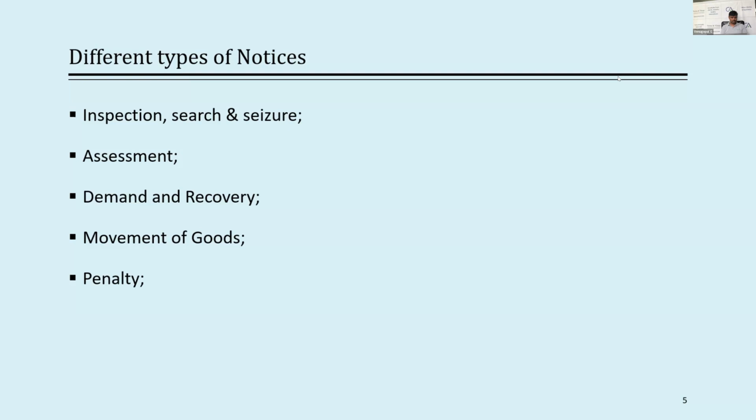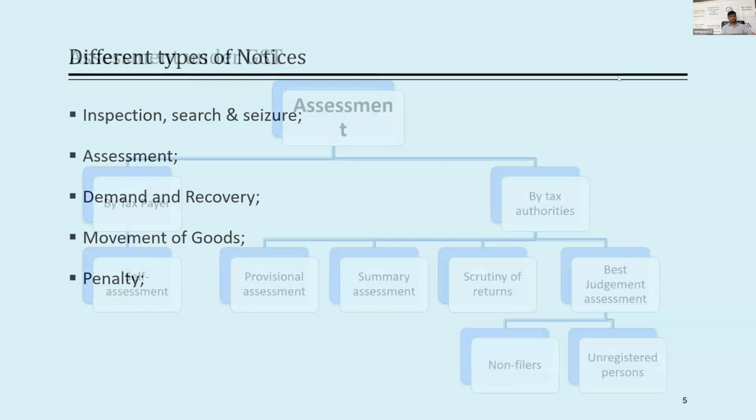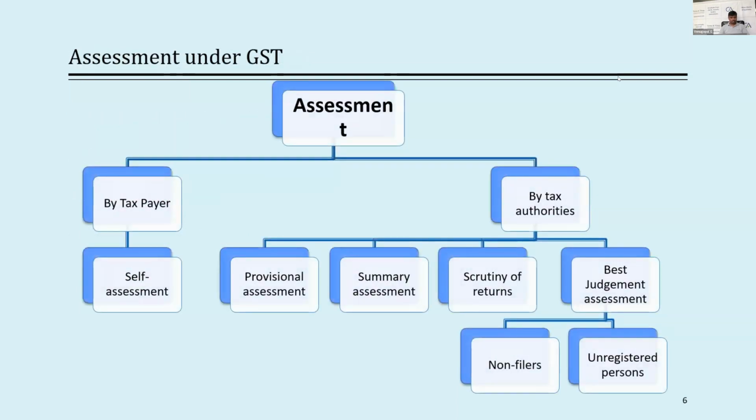While transporting the goods, if the transporter does not have all the documents, or if there are any deficiencies in the documents, then the notice under 129 comes into picture. And penalty, if there is any transaction where we have not recorded properly, or any of the points of 122, there is a list of around 20-22 items. If we have not followed any one, they may issue a notice for imposing penalty or asking you to pay the penalty. Okay, so I'll come to the assessment first.